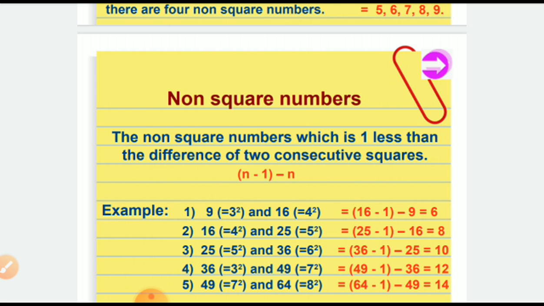9 and 16, so 3 square and 4 square. 16 minus 1 minus 9. n minus 1 minus n. So here 16 minus 1 minus 9. 16 minus 1 means the bigger square. That means whatever the number, take the square minus 1 and subtract the square of the first one from it. You will get the non-square numbers. So examples are here on screen.